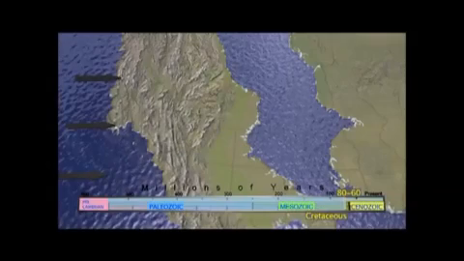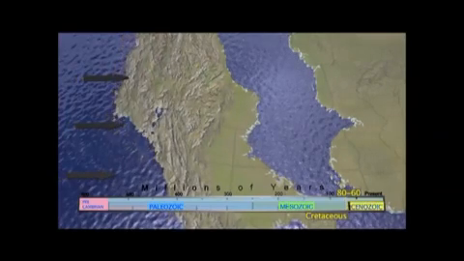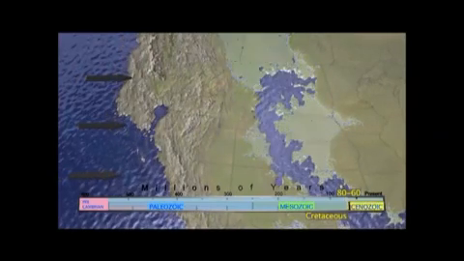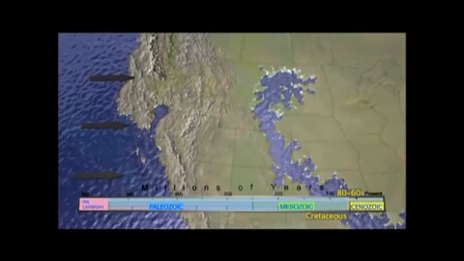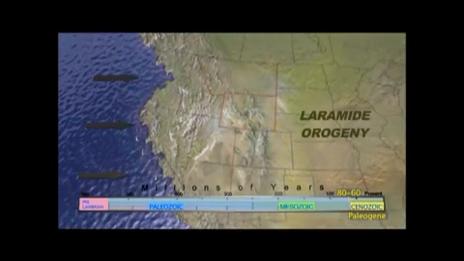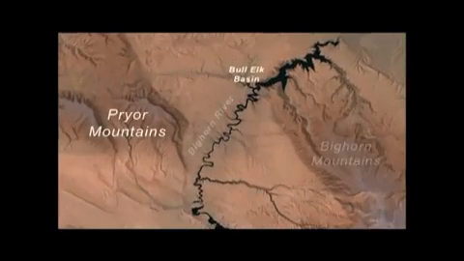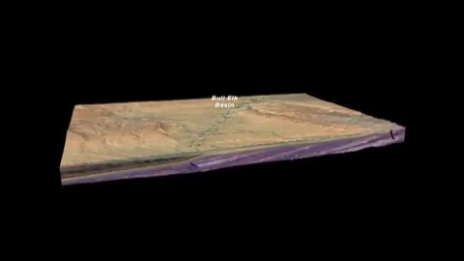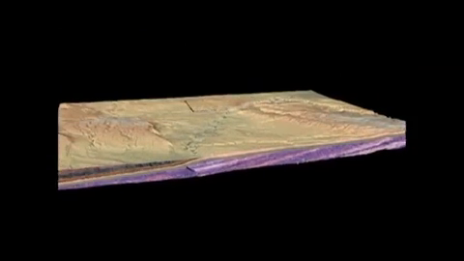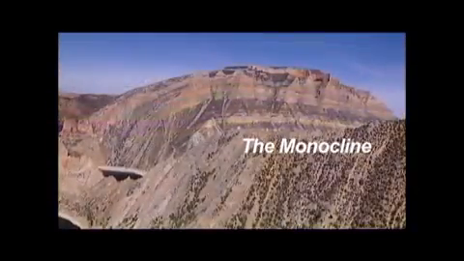About 80 million years ago, colliding tectonic plates compressed the western edge of the North American landmass. The continent rose. The sea, present during much of the Cretaceous, retreated. This period of deformation is called the Laramide orogeny. Evidence of such compressional forces can be seen at the entrance to Bull Elk Basin in the striking geologic feature known as the monocline.